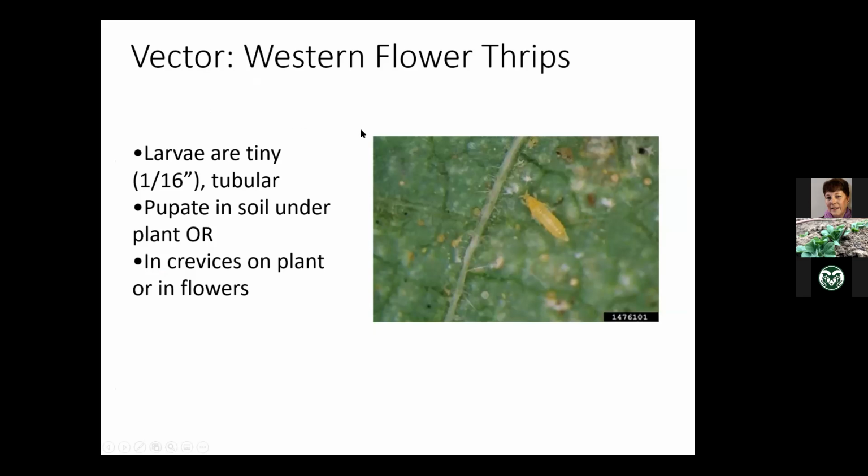The Western flower thrips, Frankliniella occidentalis, is the name of the thrips that are the vector for tomato spotted wilt virus. They're very tiny. You do need a good hand lens pretty much to see them.